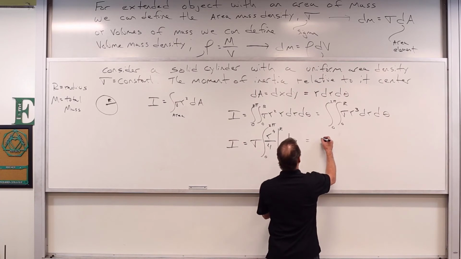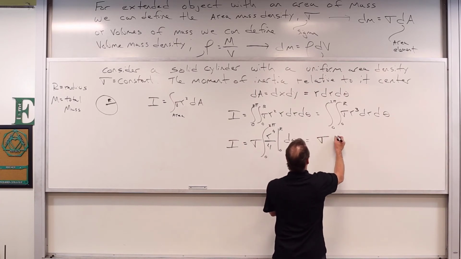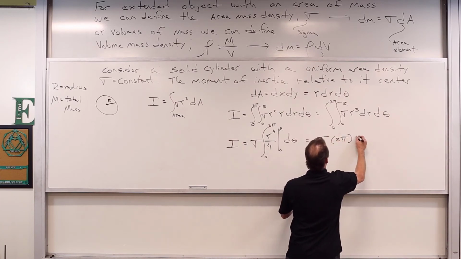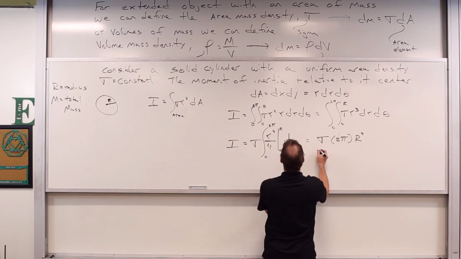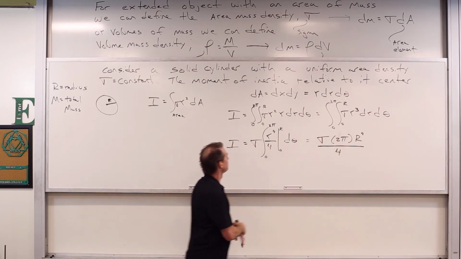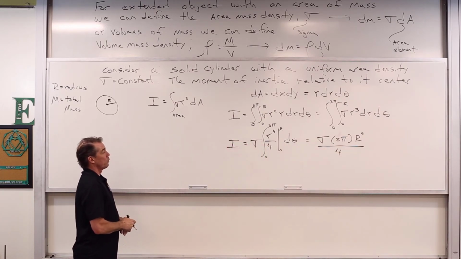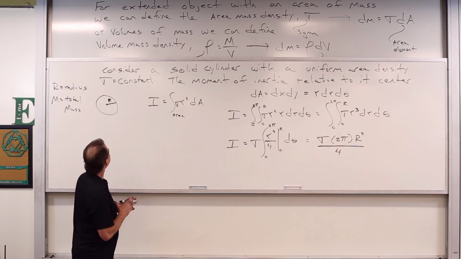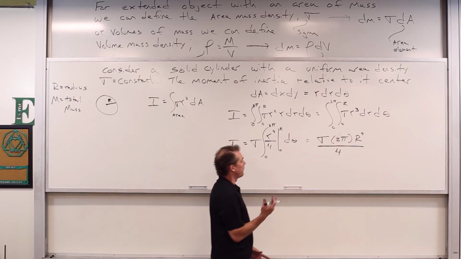So what do we get with this? We've got ourselves sigma multiplied by 2 pi multiplied by r to the 4th all over 4. So there is the moment of inertia relative to the center for this solid cylinder. Whew. So what can we do with this?